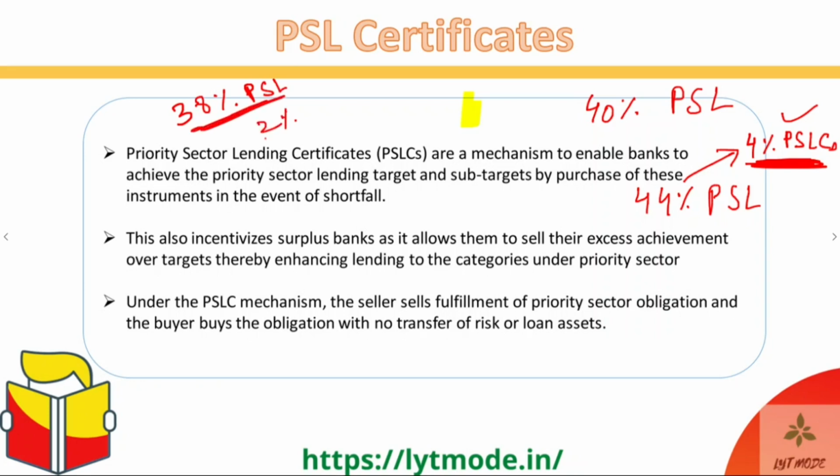Now it will have to either give the entire 2% amount to the RIDF or SEDF, which is a total loss to the bank, or it can actually buy maybe 2% PSLs at maybe 1% or half the cost of this from this bank. And in that case, if the bank buys the PSLCs or the certificates, it does not have to pay money to the RIDF or the SEDF.